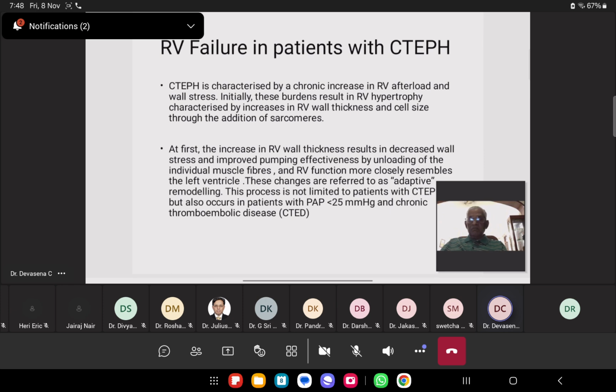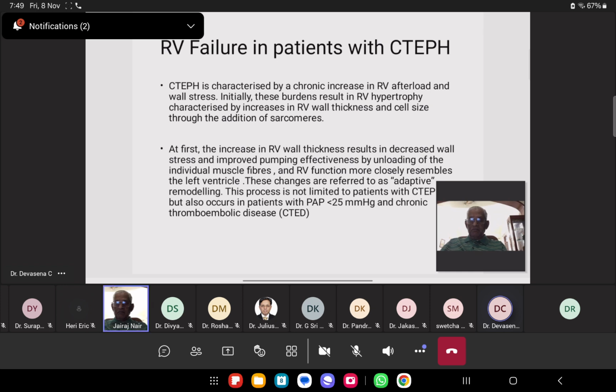RV failure in patients with CTEPH. CTEPH is characterized by a chronic increase in RV afterload and wall stress. Initially, these burdens result in RV hypertrophy characterized by increases in RV wall thickness and cell size through the addition of sarcomeres.